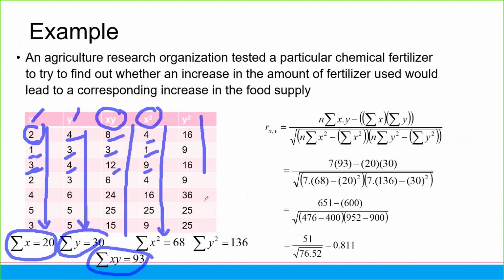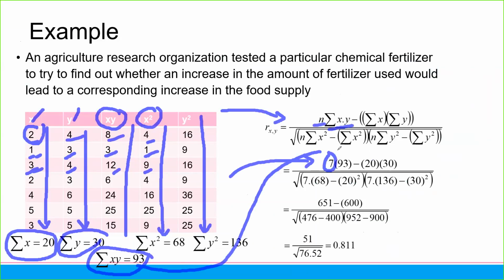We also do it for the y power of 2. Now we input into this formula. This formula is n sigma x multiplied by y minus and so on, like this one. So we can just input all those numbers into here. N is 7, and the sigma x multiplied by y is 93. And then sigma x is 20 and sigma y is 30. We just input all the numbers here. So after we do the calculation, we get the value R is 0.811.